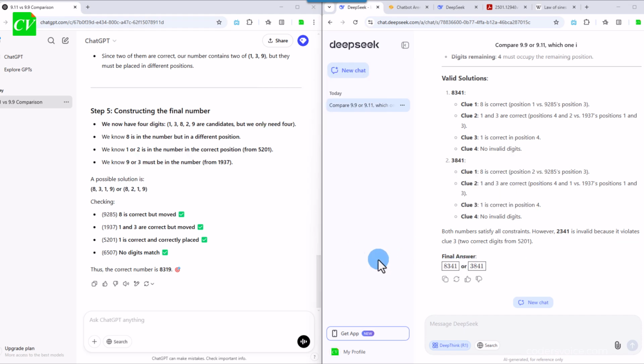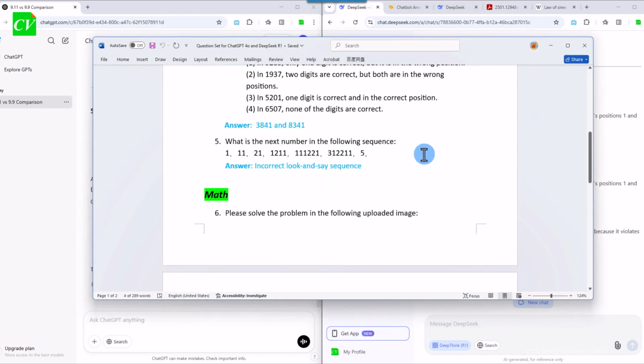Okay, now let's take a look at question 5. What is the next number in the following sequence? Now, this is the look-and-say sequence. That is, you see this number, you say out this number. For example, I see this 1. The next number will be 1, 1, because there's only one 1. The next number will be, because there are two 1s, I write 2, 1.